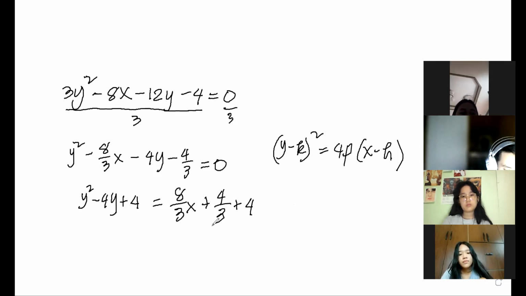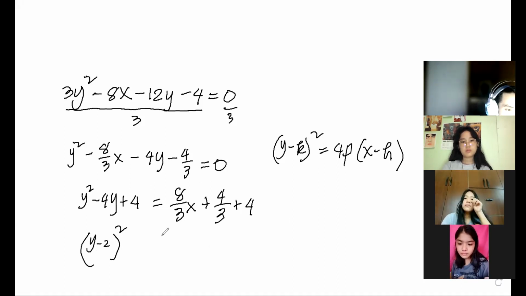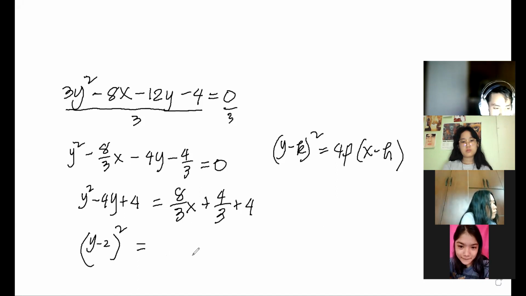Wait lang, sir. Y minus 2, sir. Okay? And then the quantity squared. Is it correct, Jessa? Yes, sir. Okay. How about the other side? Diane, Grace, what should be the result on the other side?